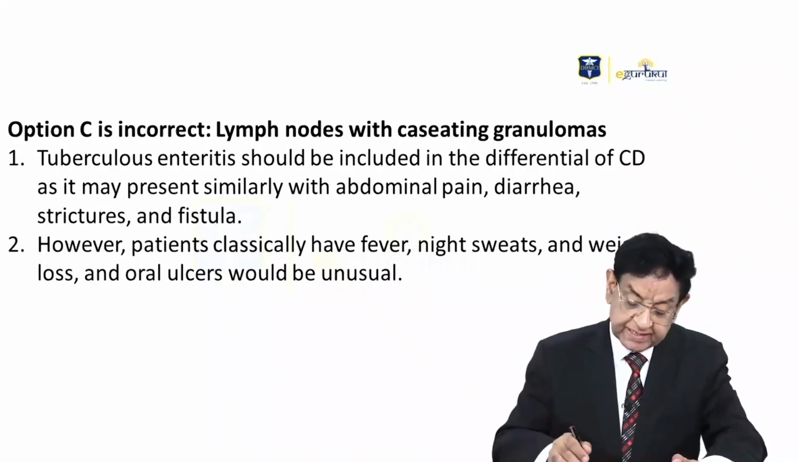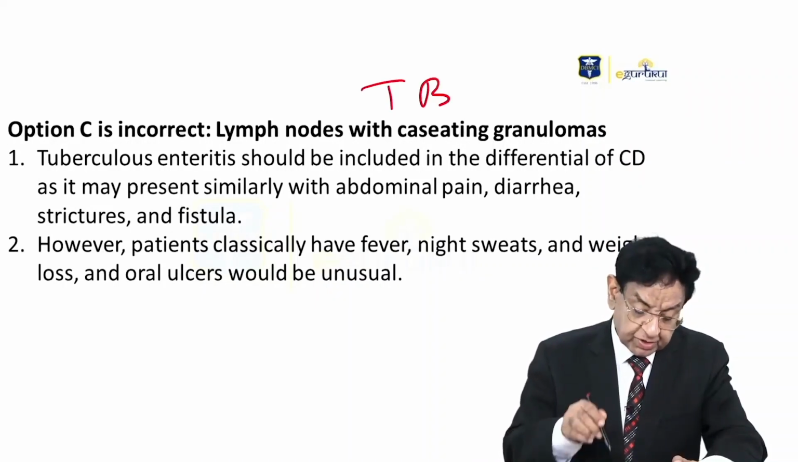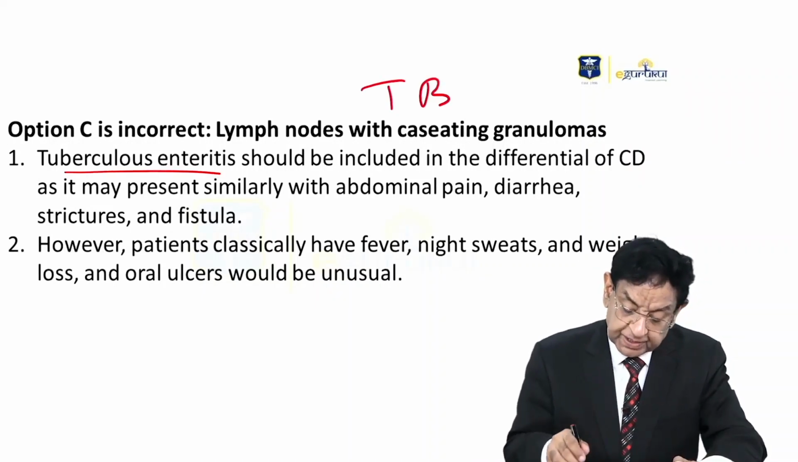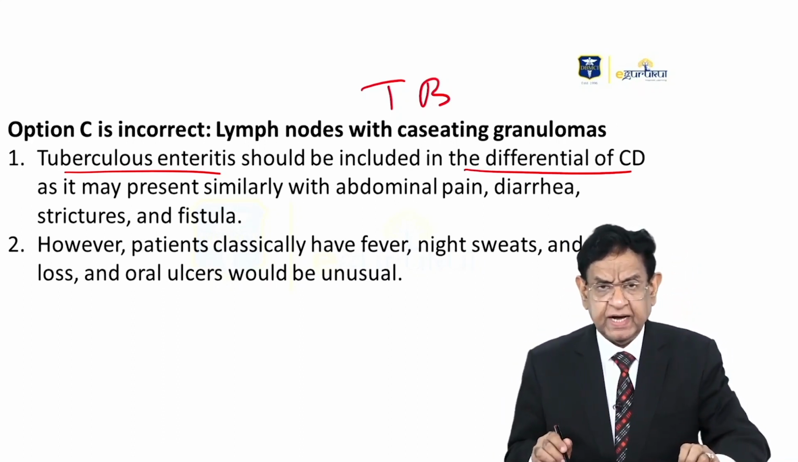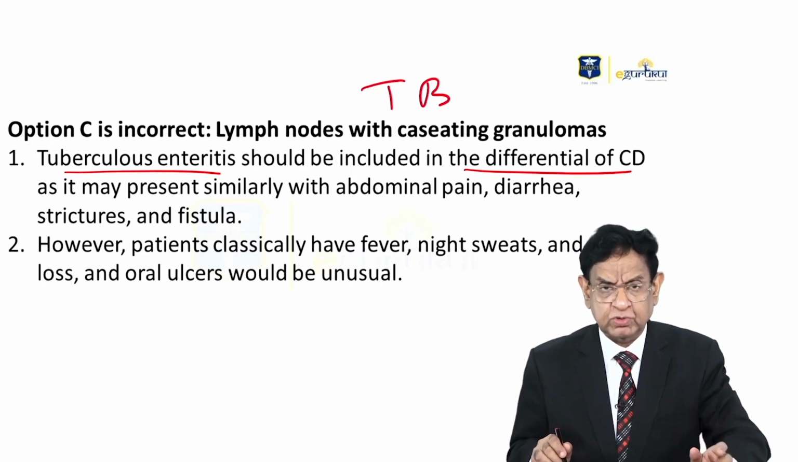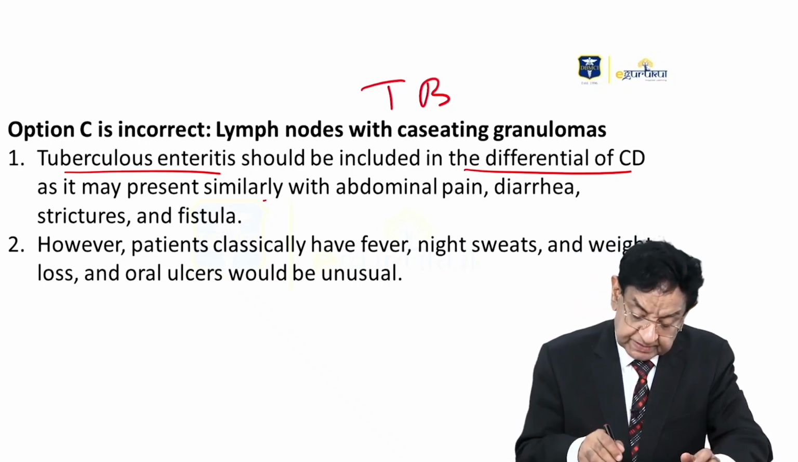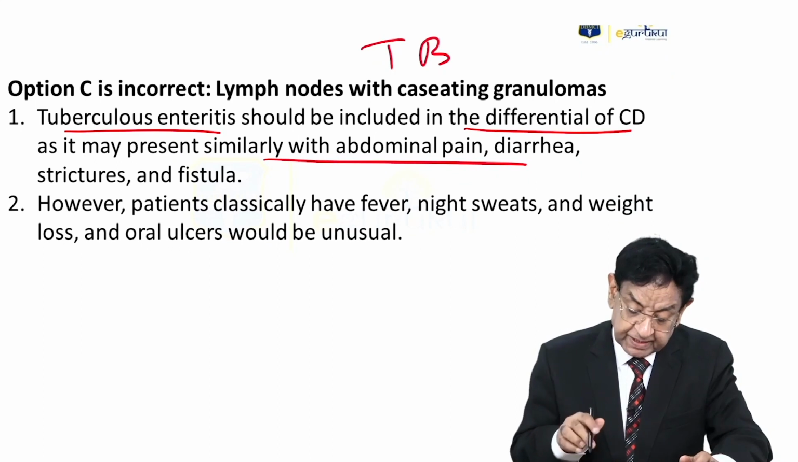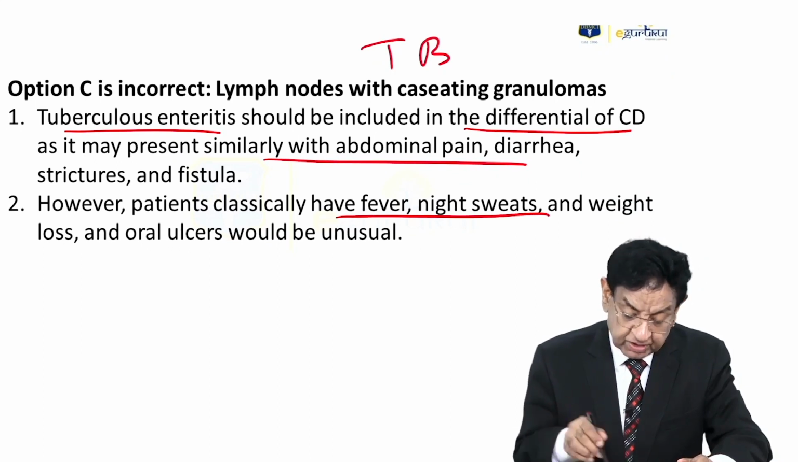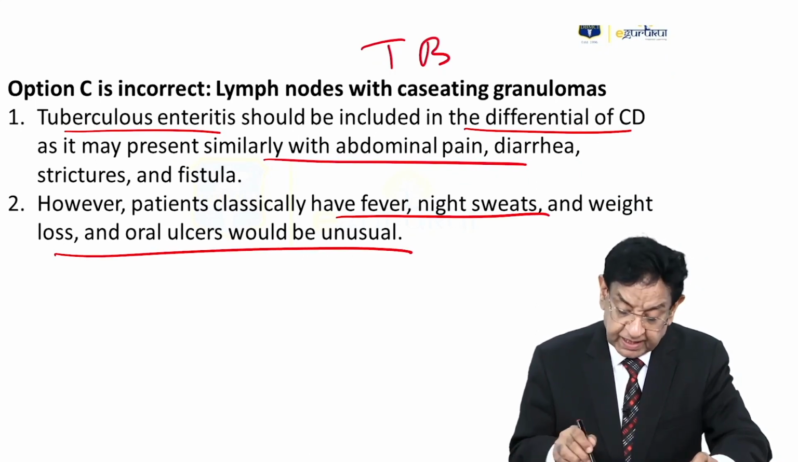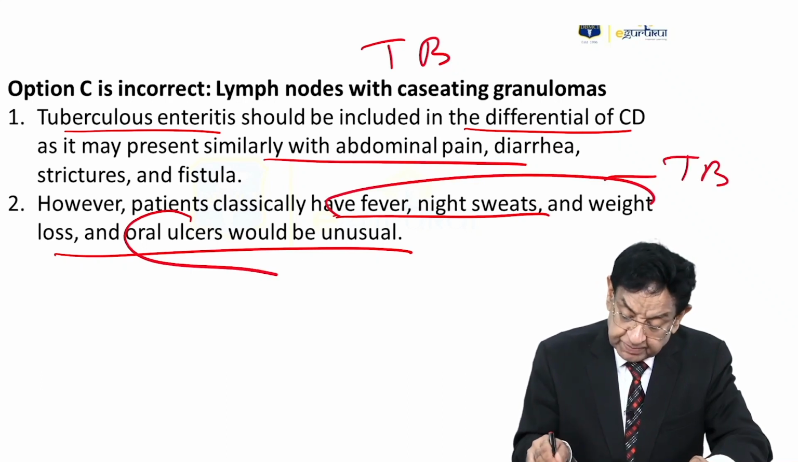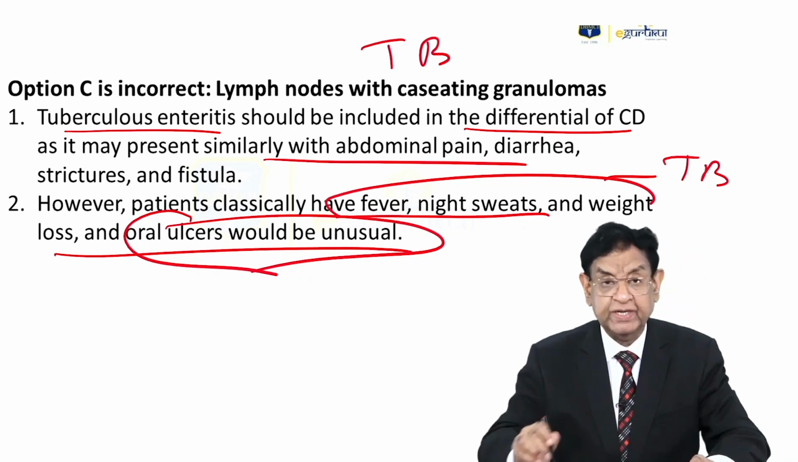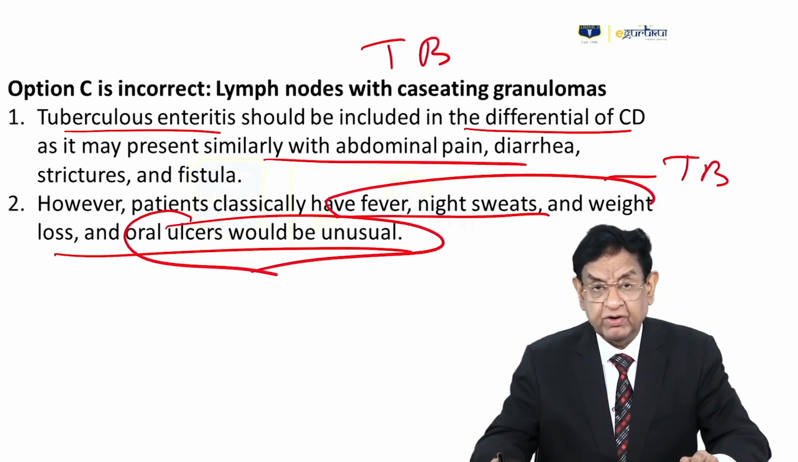Lymph node with caseating granuloma occurs in tuberculosis. No doubt TB enteritis would be included in the differential diagnosis of Crohn disease. In fact, Crohn disease and TB are very, very close. They have a similar type of presentation. However, in TB, fever, weight loss, etc., are there, and these are features of TB. But oral ulcer is not a feature of tuberculosis.